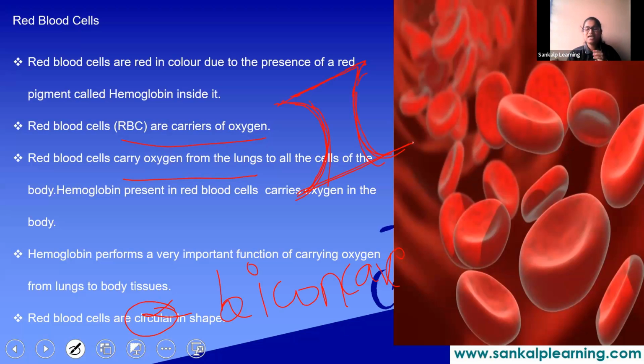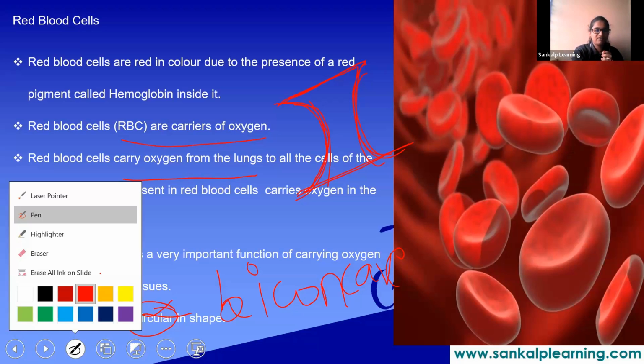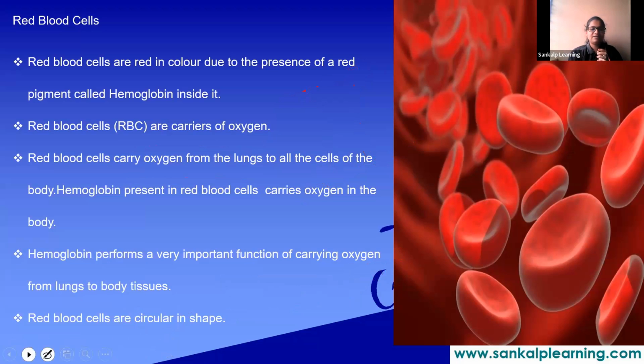If it is like this, a greater amount of oxygen can be transported in this shape. That is why the red blood cells are biconcave in shape. So you should write biconcave. This is regarding the red blood cells.